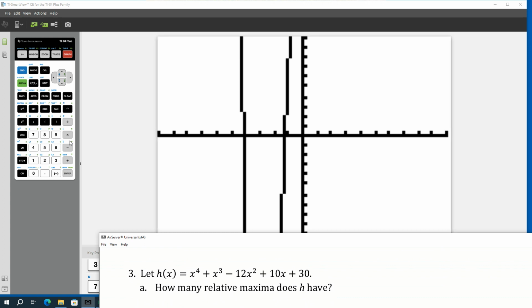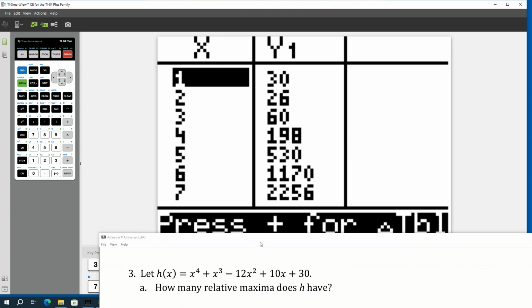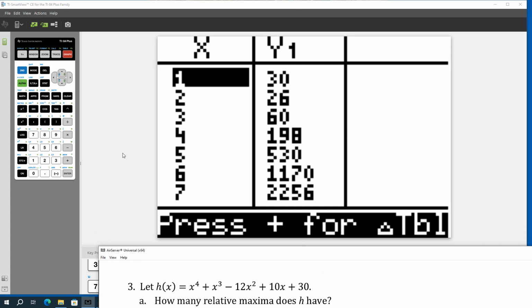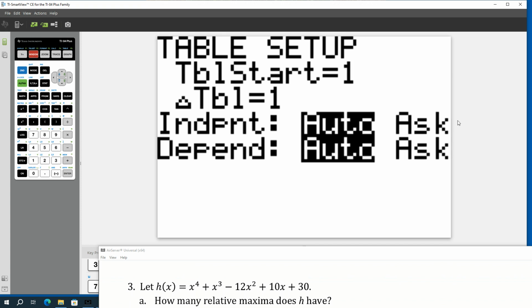So what we're going to do is we're going to look at the table of values. Now, if your calculator is on ask, you might want to change it to auto for this situation. So to change between ask and auto, you hit second window. All right. If yours is on ask, for this situation, we're going to want it to be on auto.